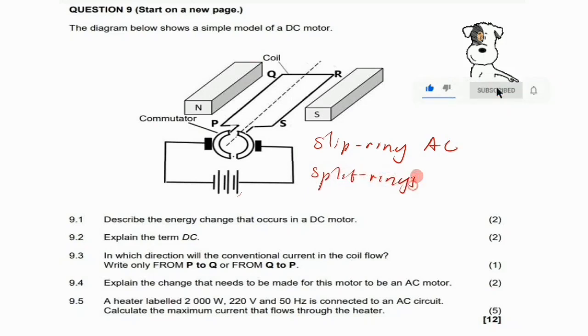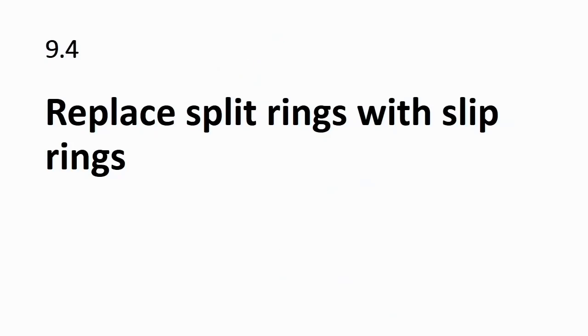So now note that. So DC is split ring. So it's easy to see for DC because if you can check there, it kind of forms a C and a D shape here. So you can easily see that this is DC motor. Now if we want to change a DC motor to be an AC motor, we simply have to replace this part here by what we call the slip rings, right? So it's replace split rings with slip rings.